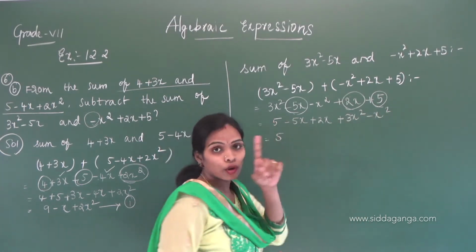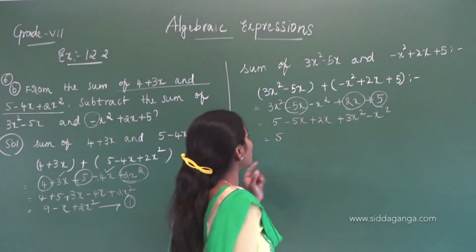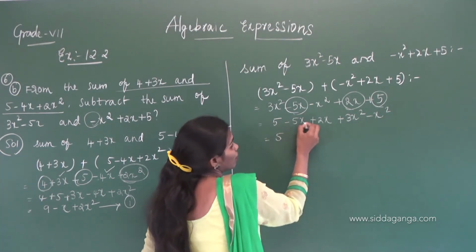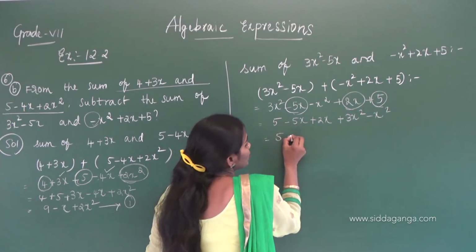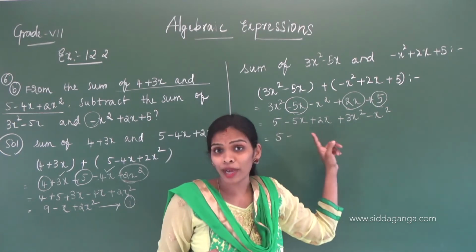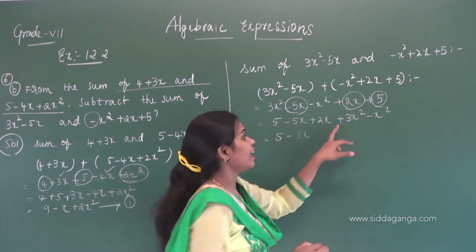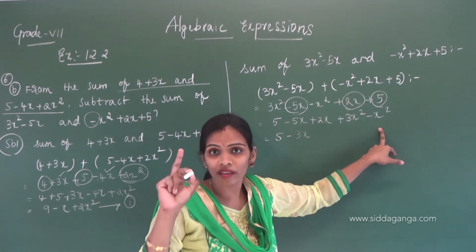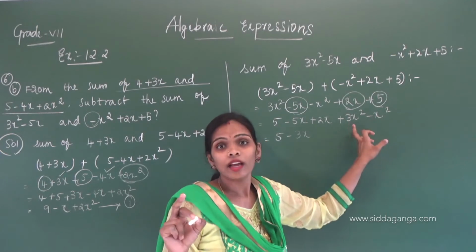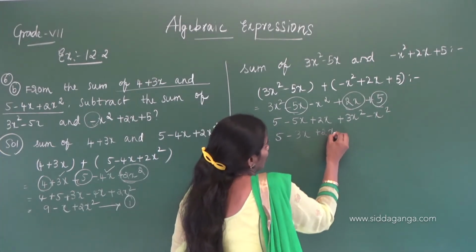First the constant: only one constant is there, so I am writing the constant term like that, and then minus 5x plus 2x. What is minus 5x plus 2x? It is minus 3x. Then plus 3 minus 1, which gives plus 2x square. So the constant is 5.